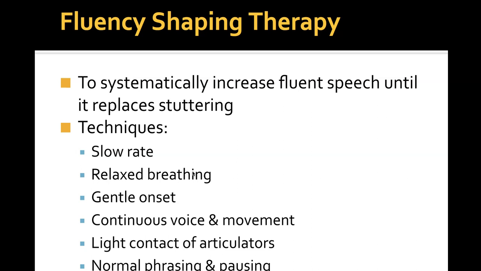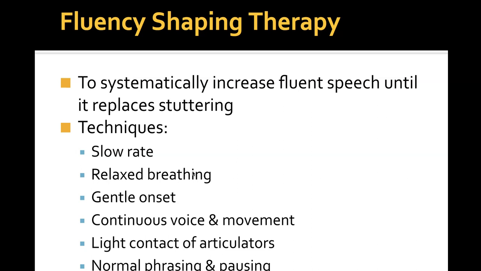So working on sounds like T's, D's, things like that, really touching very softly with your tongue. Also sounds that you'd make with your lips, an M, a B, something like that, making very light contacts and being able to still move forward and not get stuck on those sounds. Last one is going to be normal phrasing and pausing.